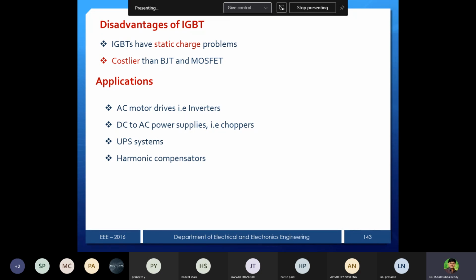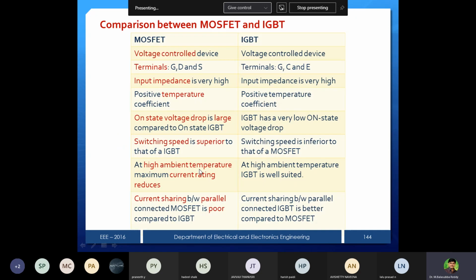So UPS systems and harmonic compensation, this is where compensation is going to take place, and that type of FACTS controllers and all we can use the IGBT for. Now we'll see the different comparisons with the MOSFET.